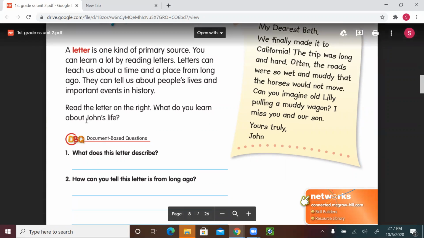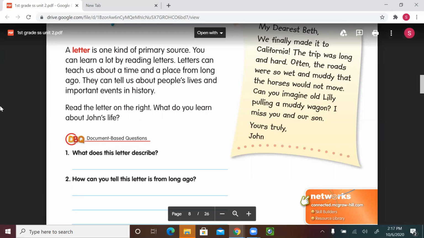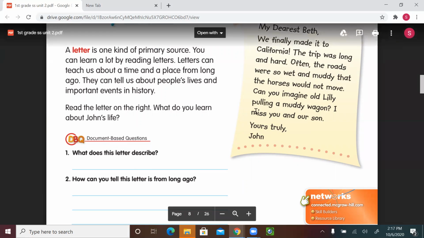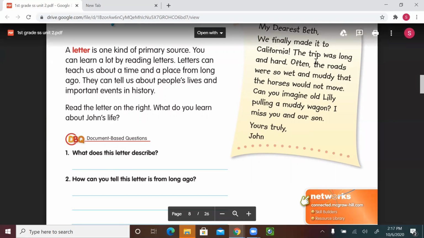So we read the letter on the right. Now let's see if we can answer these questions. What does this letter describe? As you see, it describes a trip that happened long ago to California.